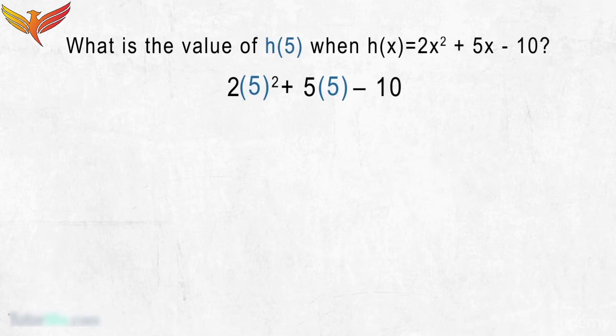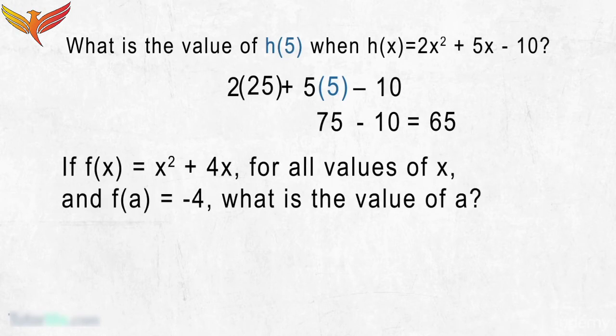Think back to PEMDAS to execute this equation. 5 squared is 25, so we have 2 times 25 plus 5 times 5 minus 10. That's 50 plus 25 minus 10, which is 75 minus 10. And that's 65. There's your answer. Let's take a look at another example.